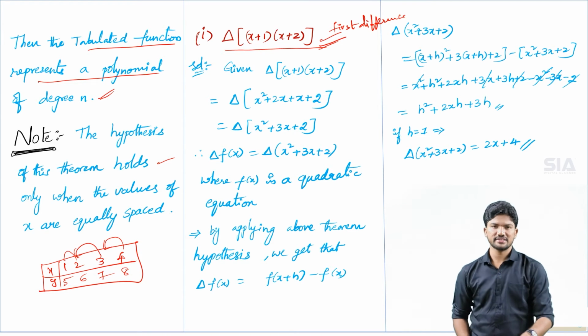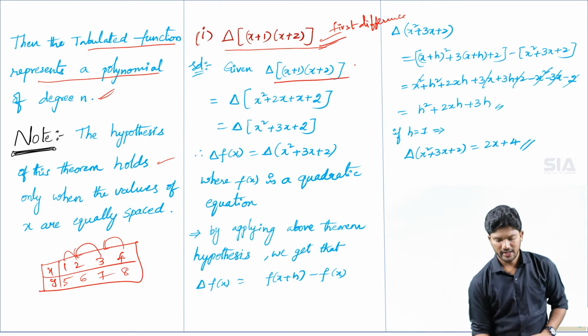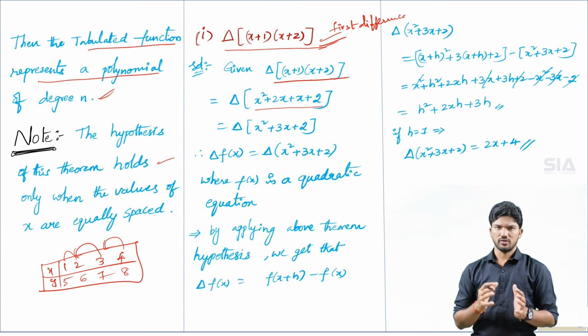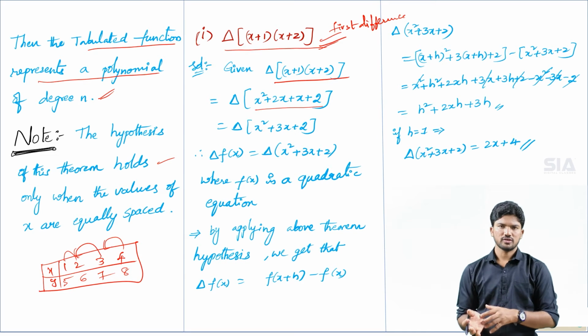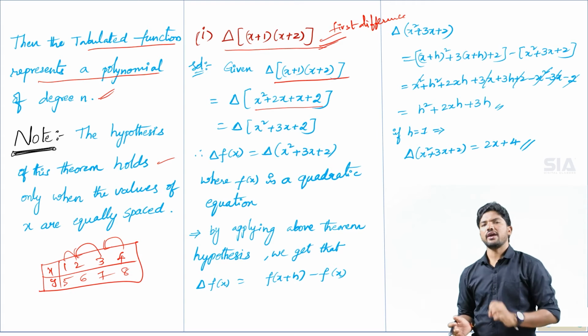Okay, first difference of the given function (x+1)(x+2). Now you can see the solution given: del of (x+1)(x+2), we can also write as a quadratic equation. Okay, so to apply the theorem for the given formula, we have to find out the f of x value.